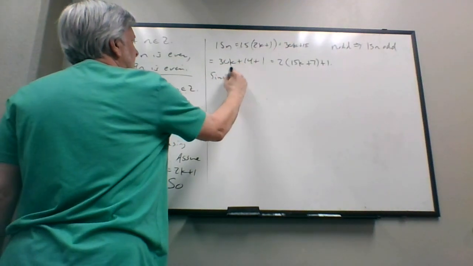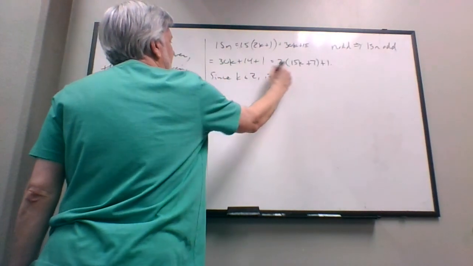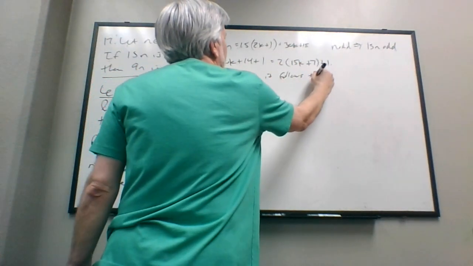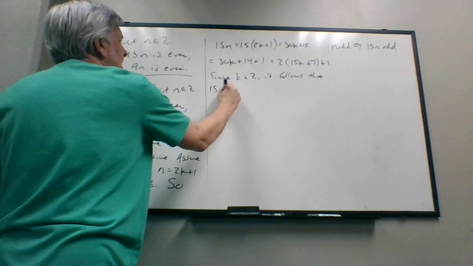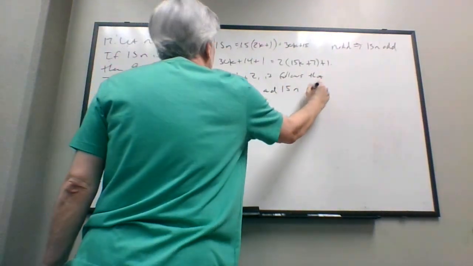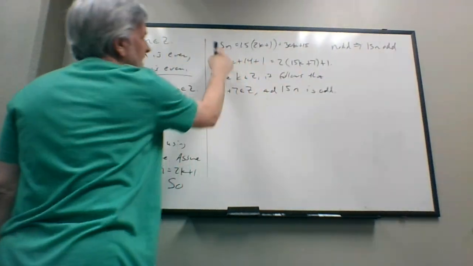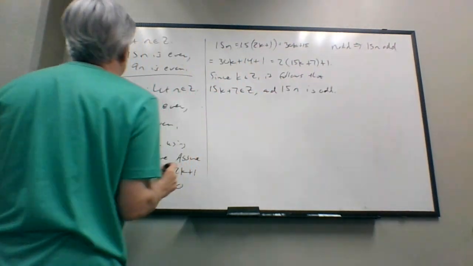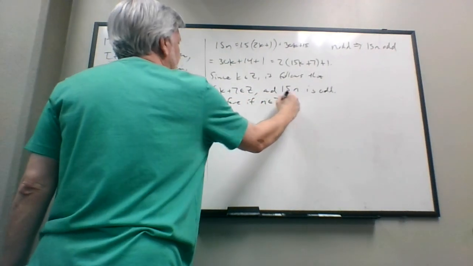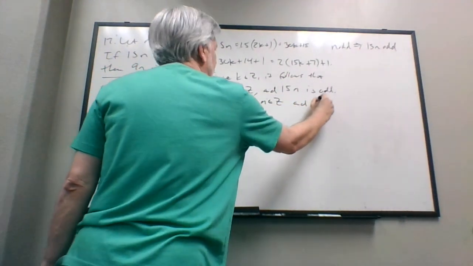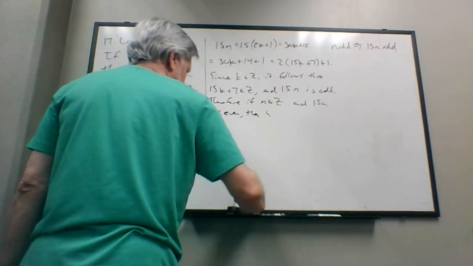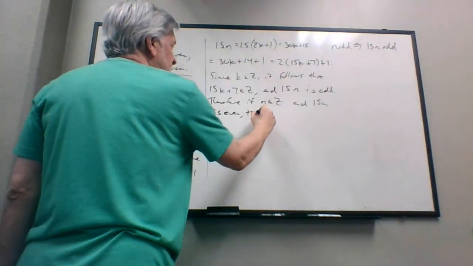So since k is in Z, we conclude that 15k plus 7 is an integer, and we just showed 15n is odd. 15n is 2 times an integer plus 1. Therefore, I'm writing the summary here. If n is in Z and 15n is even, then n is even.